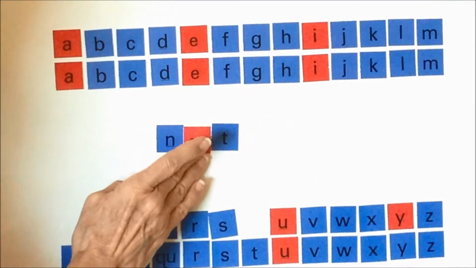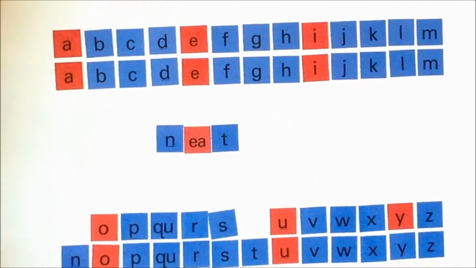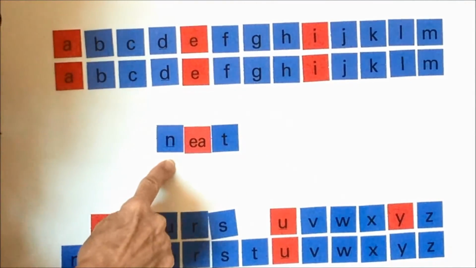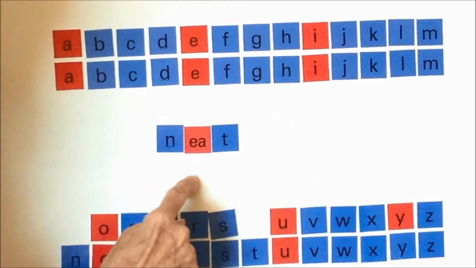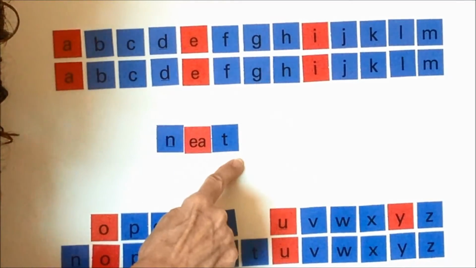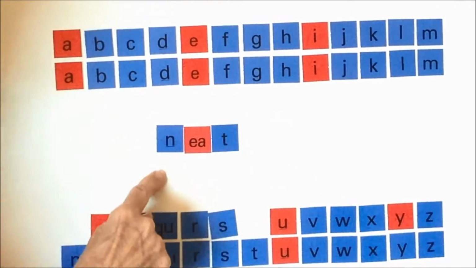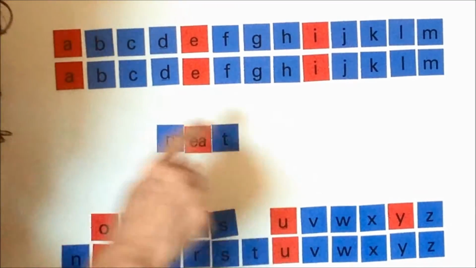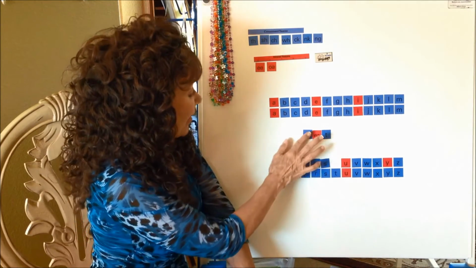Let's push the letters together and say it slowly. Neat. And now let's read it fast. Neat. Do you like to keep your room nice and neat, or do you like it sloppy and messy? All right, let's clean up.